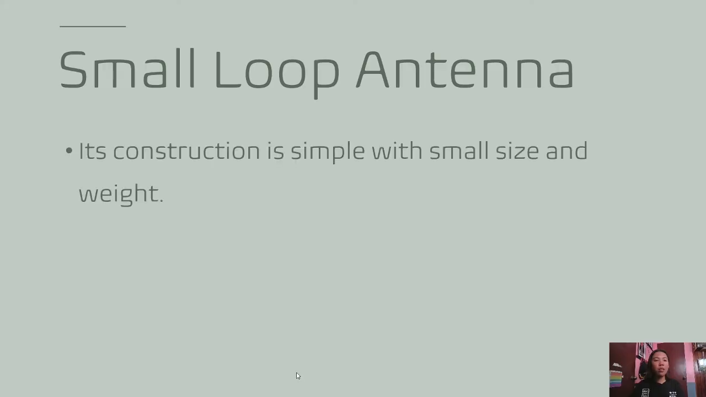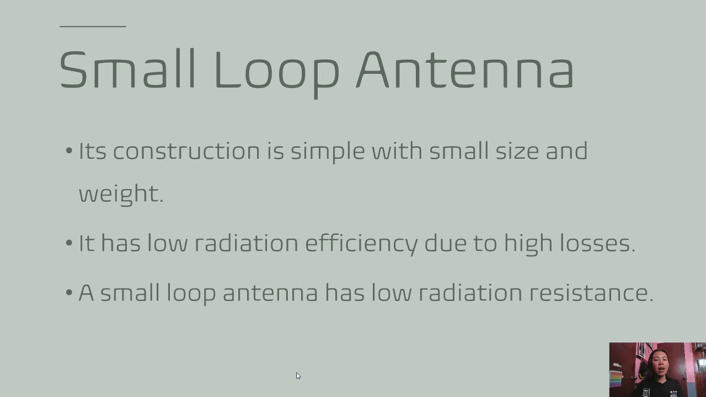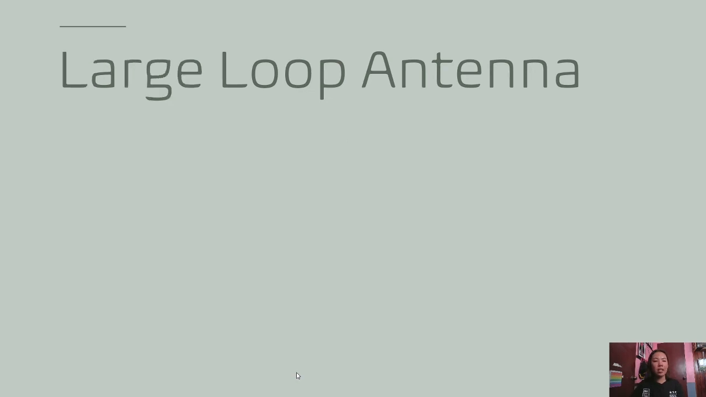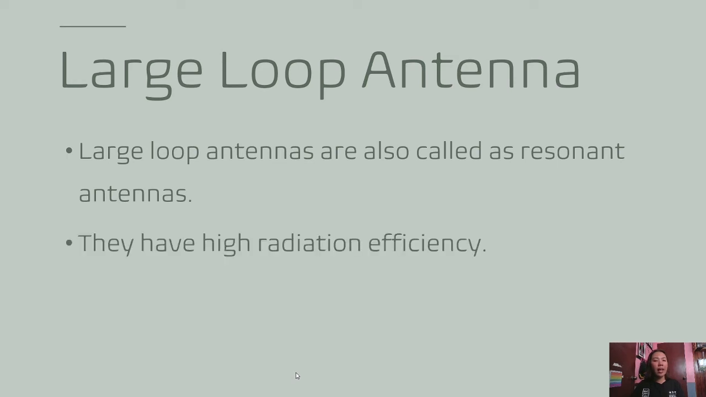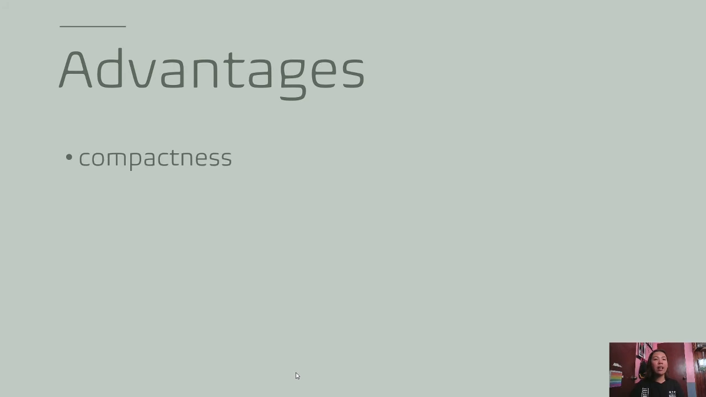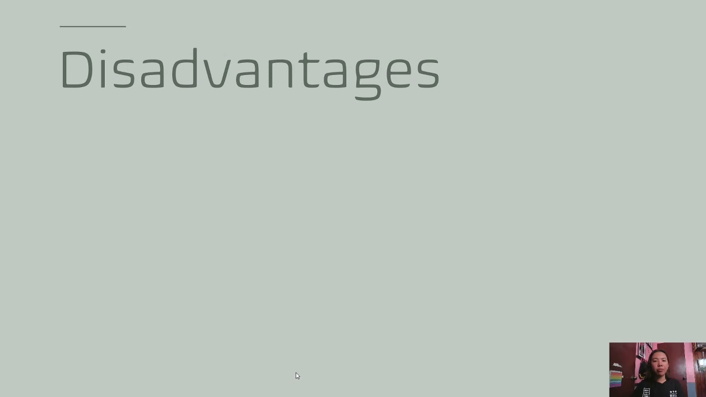A small loop antenna has a simple construction with small size and weight, and it has low radiation efficiency due to high losses, and lower radiation resistance. While large loop antennas are also called resonant antennas, and they have high radiation efficiency. The advantages of the loop antennas are compactness, wide bandwidth, and a sharply defined radiation pattern.